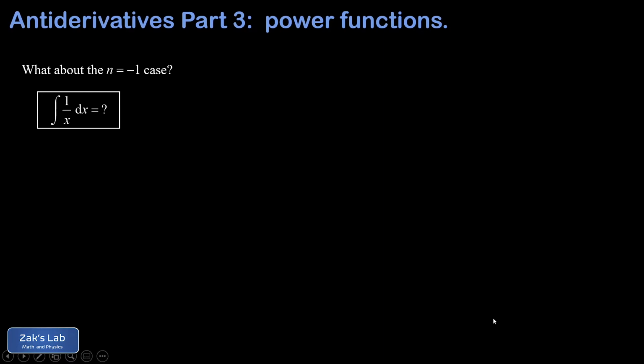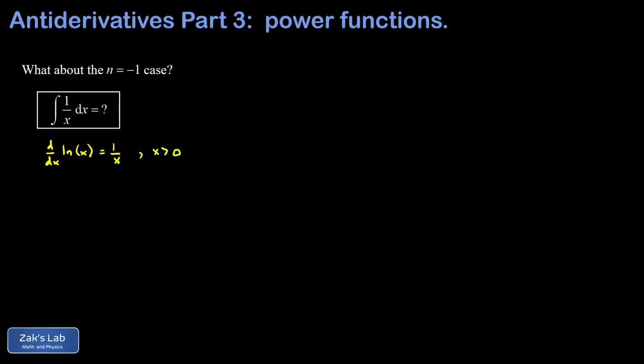So what about that n equals -1 case? So we're trying to imagine, what do we differentiate to get 1 over x? And there's one sort of most obvious solution. We remember that the derivative of the natural log function gives us 1 over x. But then we recall the natural log function has a domain restriction where it's only defined for positive values of x. So this is only true if x is greater than 0.